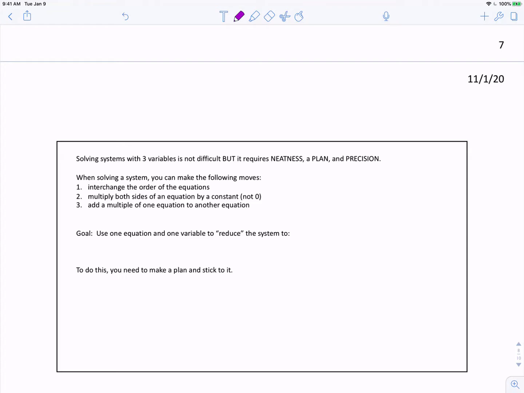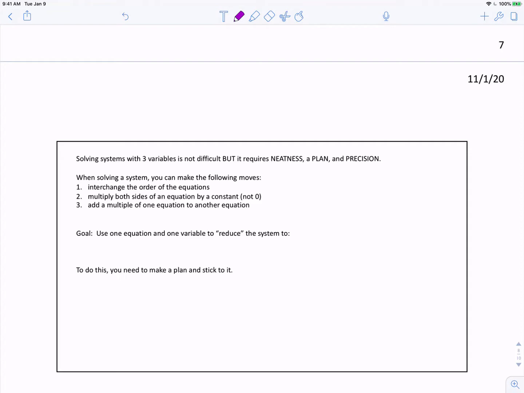and precision. And I can already hear some of you saying to yourself, I'm not neat, I'm not precise. This is going to be super frustrating if you're not neat and precise. So just try to maybe be a little neater and a little more precise than you usually are, because in this type of problem, one little mistake along the way and the whole thing's going to be wrong. So just putting that out there as something that you might want to think about.